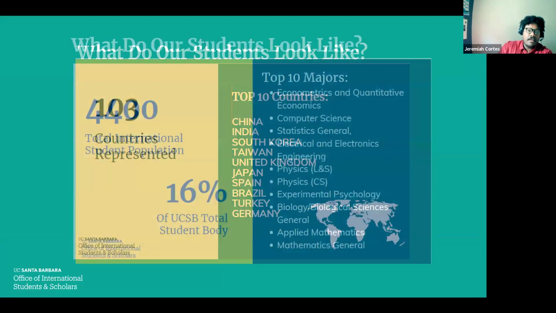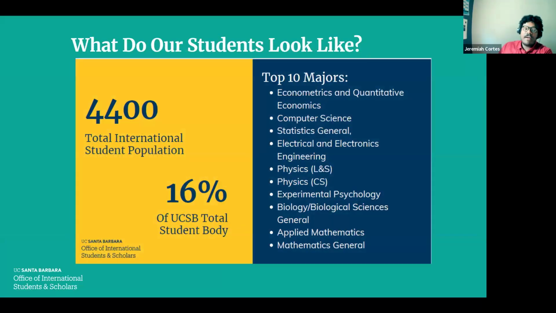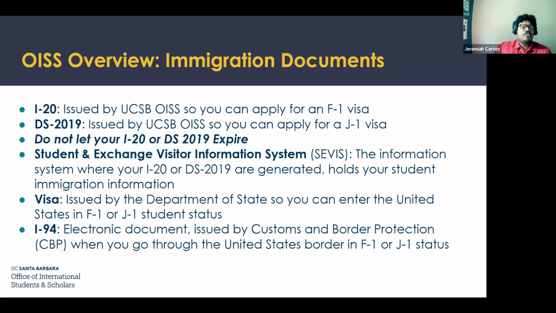Again, this is as of 2025, but we have 4,400 total international students, with some top majors here on campus being economics, computer science. We're not going to go through it, but so on and so forth. These are some of the majors available to you, but we definitely have some more for you. Let's hop on into more of the meat and potatoes of our office, though.